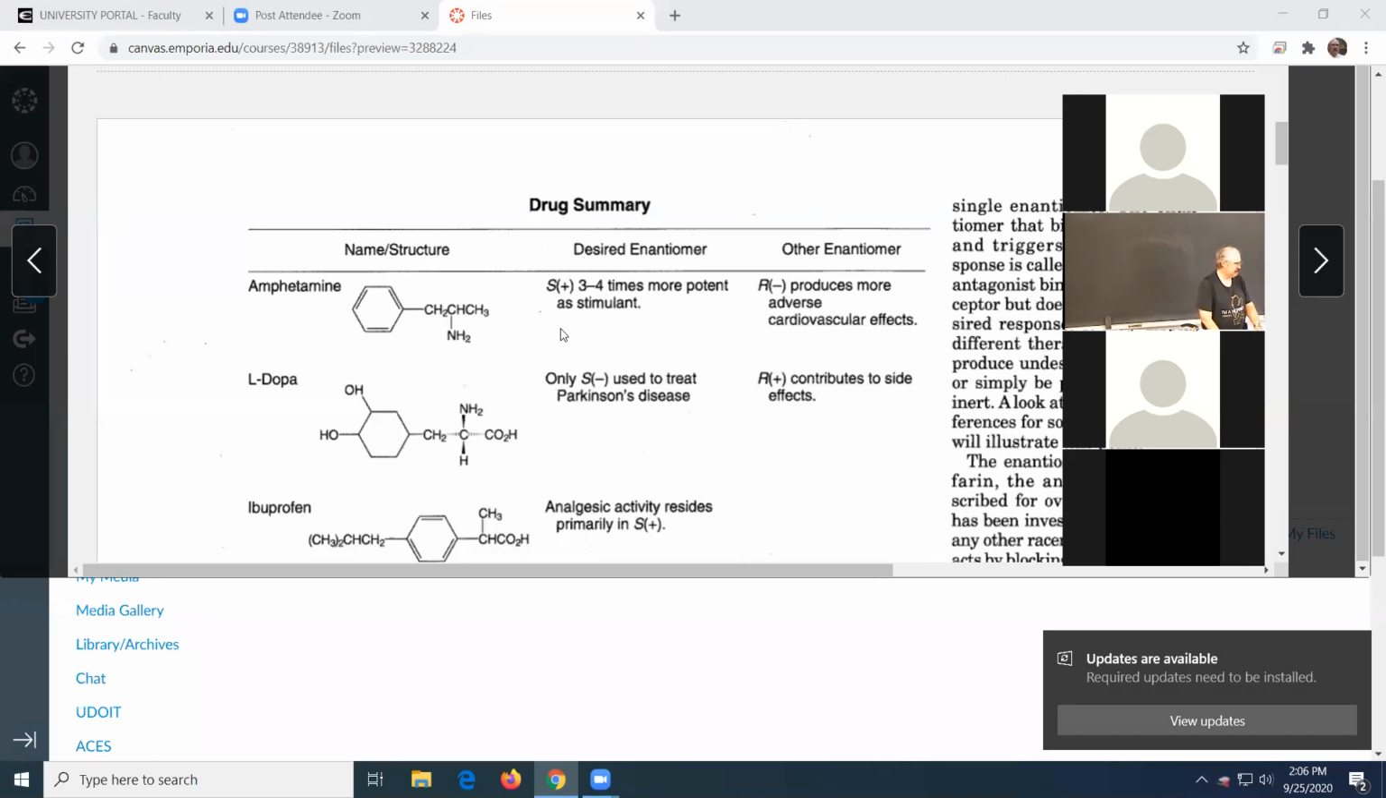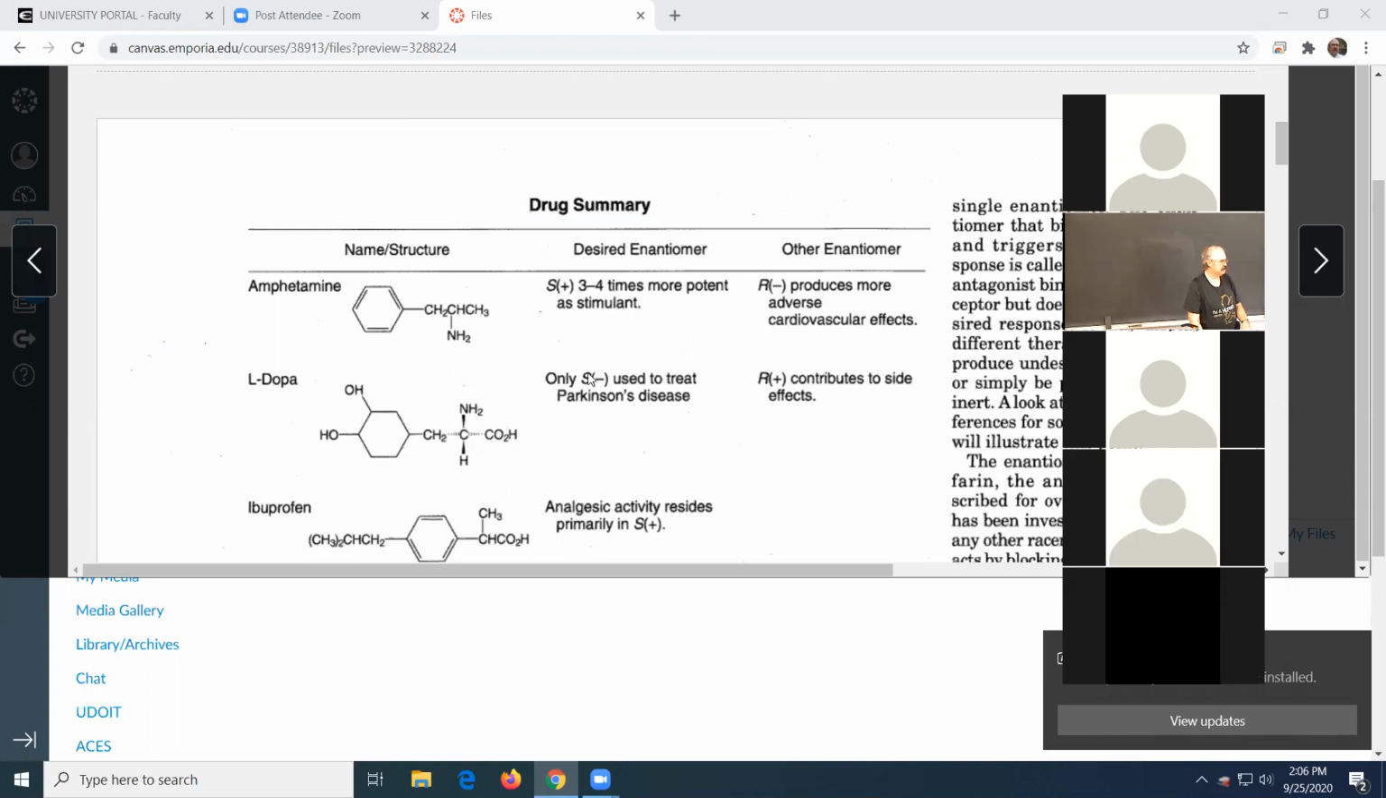All right, the next one is L-DOPA. Okay, only one of these enantiomers is useful in treating Parkinson's disease. The other isomer contributes to side effects. Notice also here that in past lectures, we were talking about R and S and plus and minus. You can see there's no simple relationship. There are some S isomers that have a plus rotation of light, some that have a minus, but the R isomer will have the opposite.